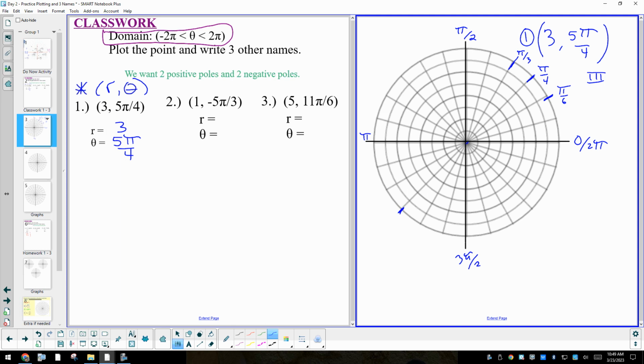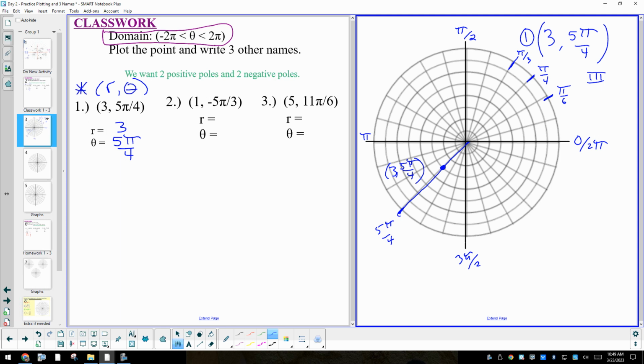I usually will give you guys rulers because it makes your life a little bit easier. So I'm going to draw a solid line out on 5 pi over 4, right? So we plot the angle first, and then, Manraj, what's the R value? 3. So now I count 1, 2, 3, and I put a dot. And that's where your point lives. So that point is 3, comma, 5 pi over 4.